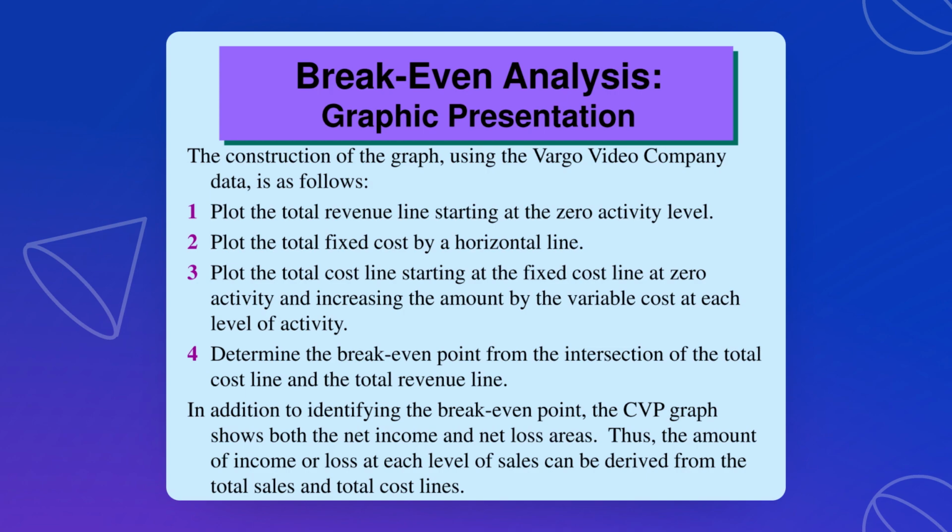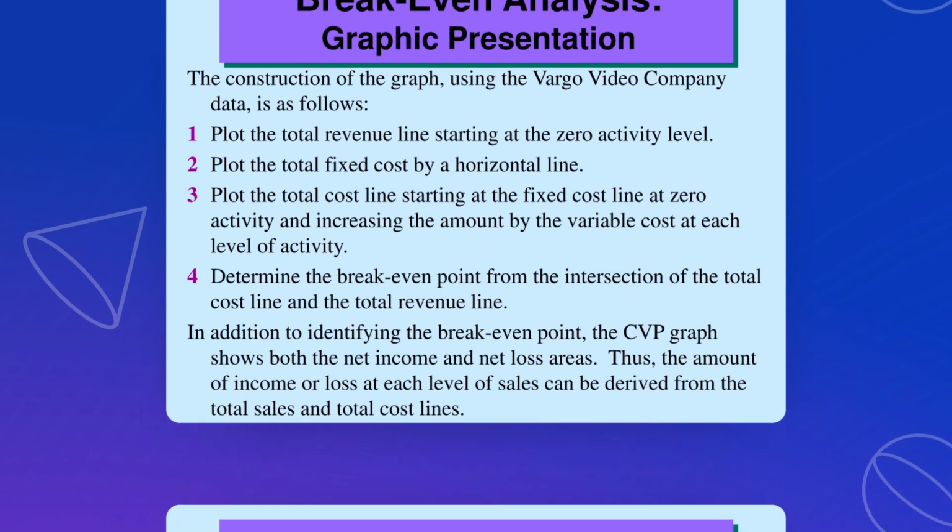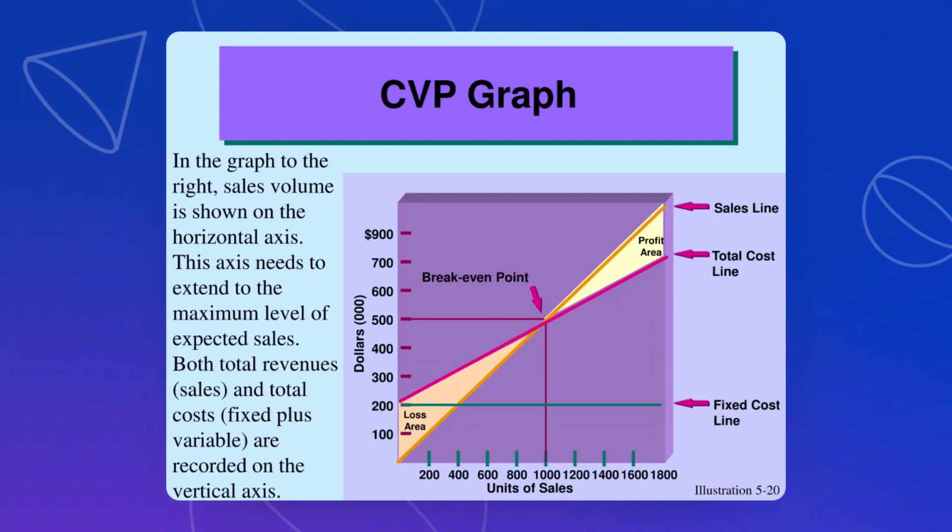O, para maintindihan class, ito lang naman yan, yung graph niya. So, the CVP graph. Paano yung CVP graph? In this graph, to the right, sales volume. The axis needs to extend to the maximum of both total revenues and total fixed costs. So, yan class ang pag-compute natin, particularly in terms of it.